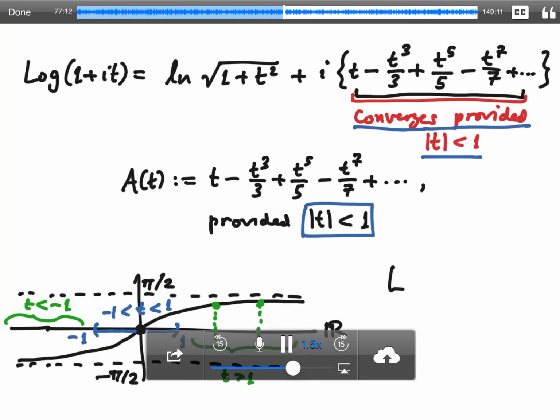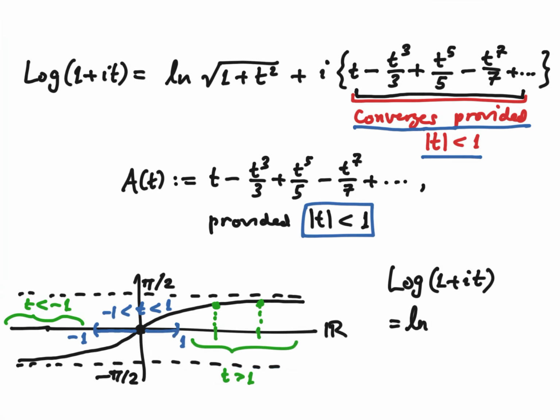Right? But so far what we've got then is this identity that the complex log of 1 plus it can be expressed as the ln of the square root of 1 plus t squared. Oh, and by the way, notice that that is nothing but the modulus of this complex number. So I'm going to write it that way.